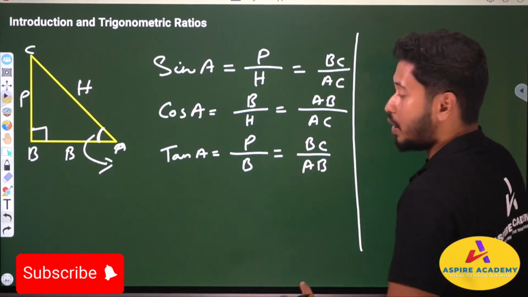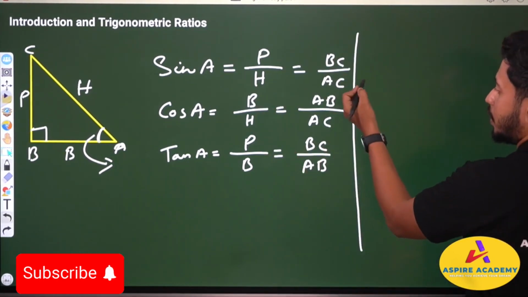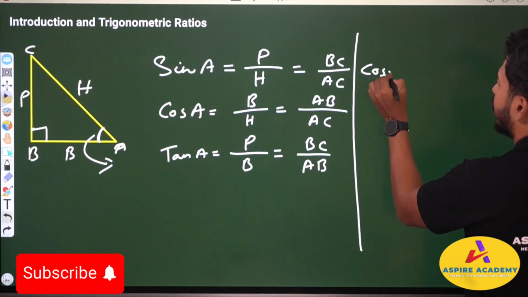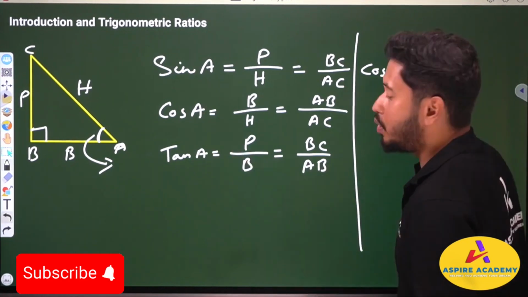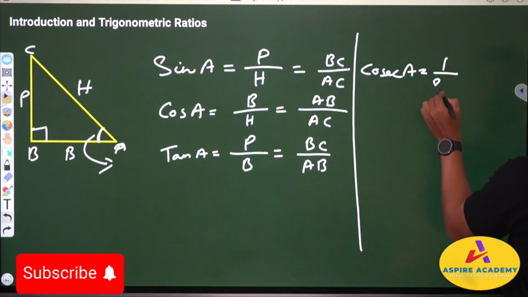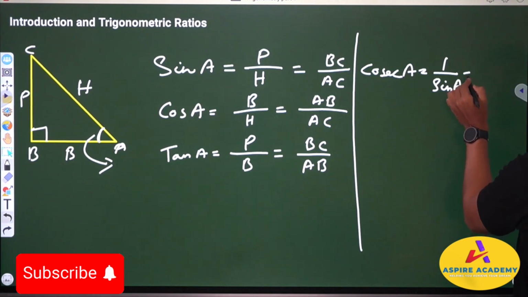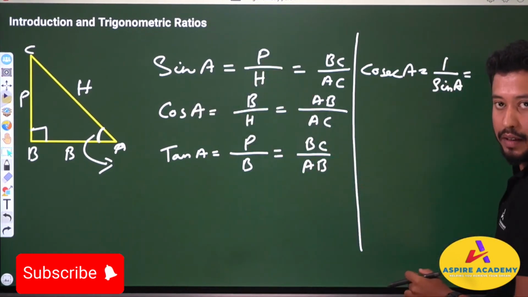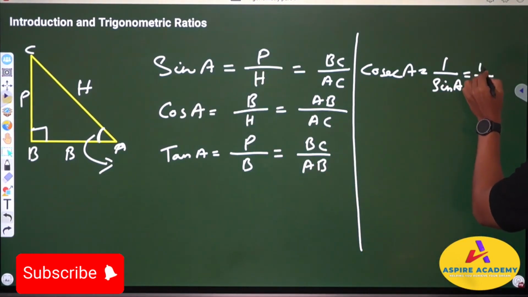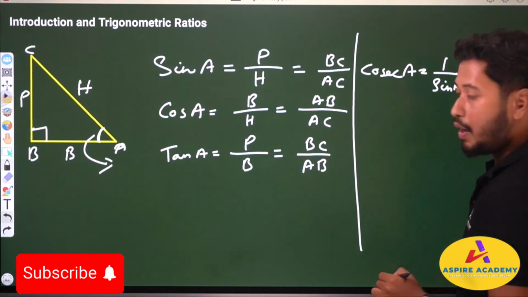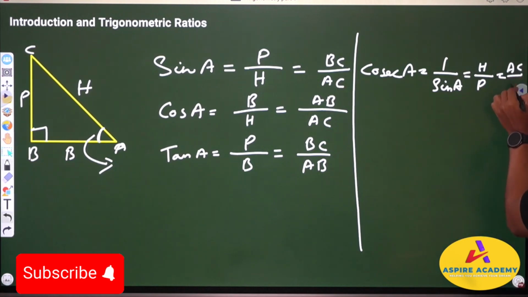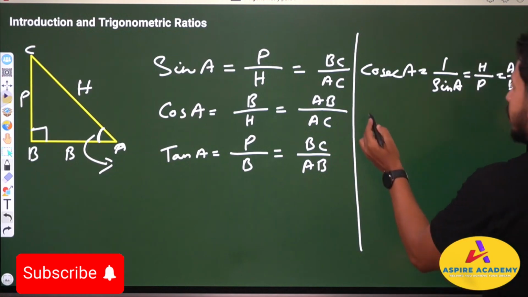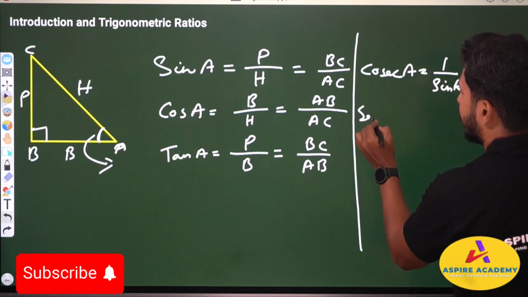These are the three ratios, and the other three ratios are, first, cosec A. Cosec is the reciprocal of sine, so we can write directly 1 by sine A. If sine A equals P by H, then cosec A will be H by P. And H by P equals AC by BC.